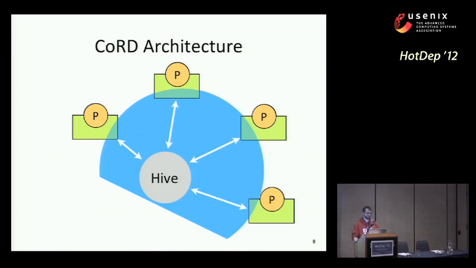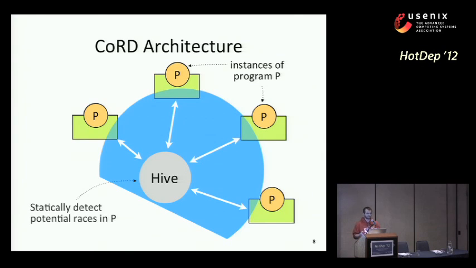CORD engages all computers running some program P into a cooperative effort to automatically detect races in that program. CORD is meant to be a global, distributed cooperative of laptops, tablets, smartphones, and even game consoles. Developers use a central component that we call the hive to statically detect potential races in a program P.